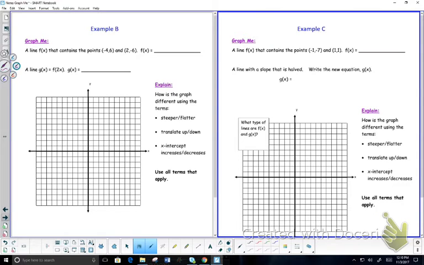A line f of x that contains these points. Plot your points, draw your line.